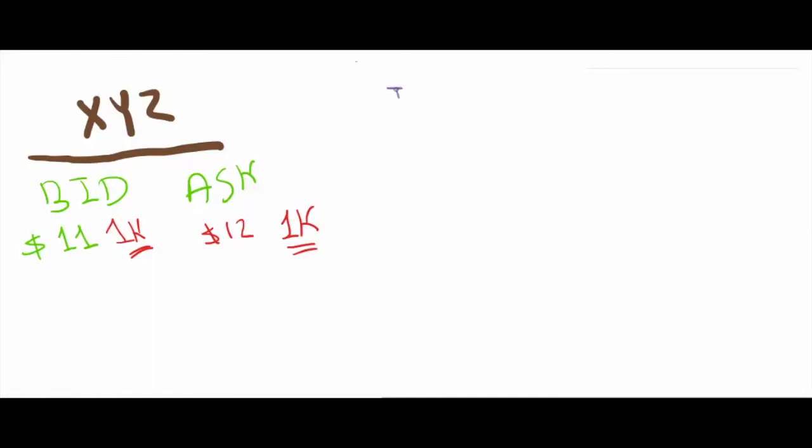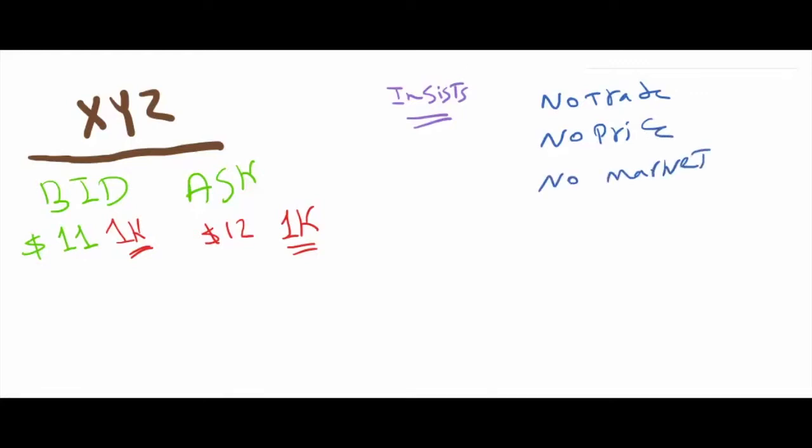But what if the buyer insists to buy at 11? And what if the seller also insists to sell at 12? Well, if that happens, then no trade will take place, and that means no price and no market. If the buyer or the seller insists, then no trade will take place, no price and no market.